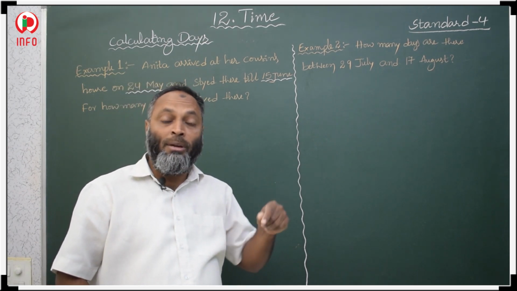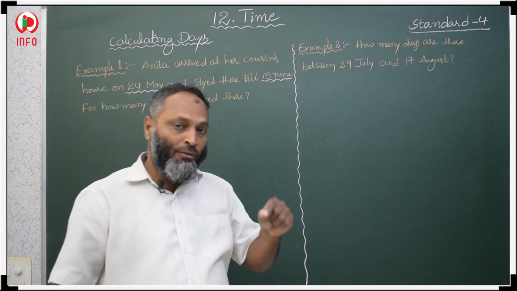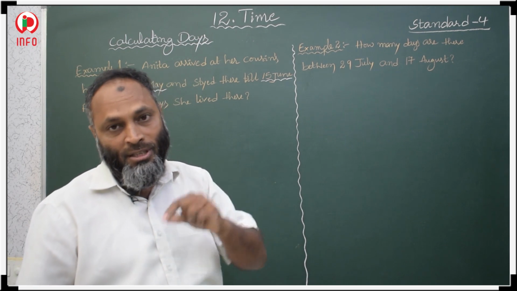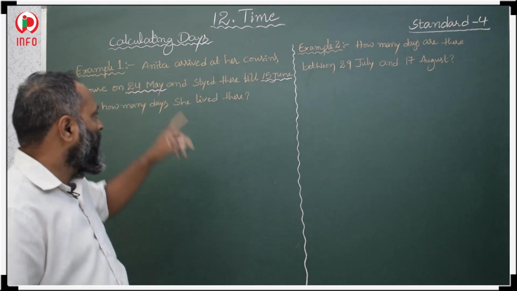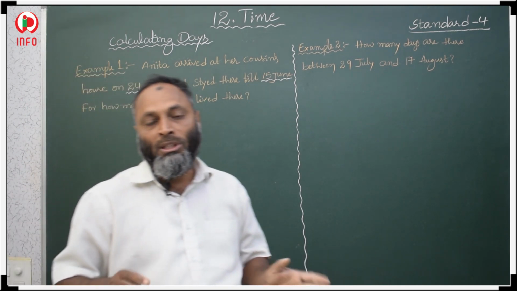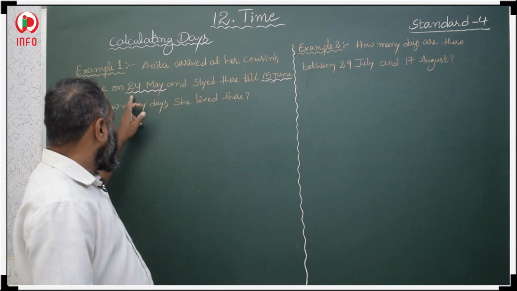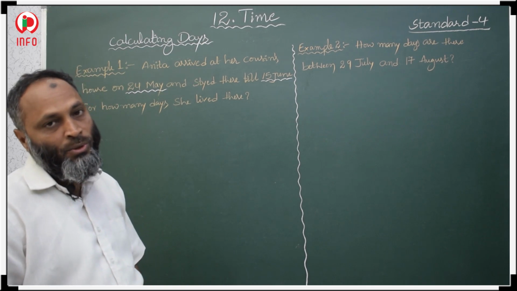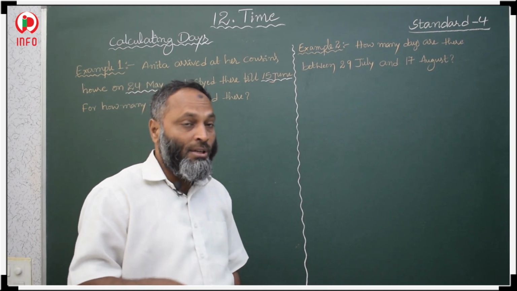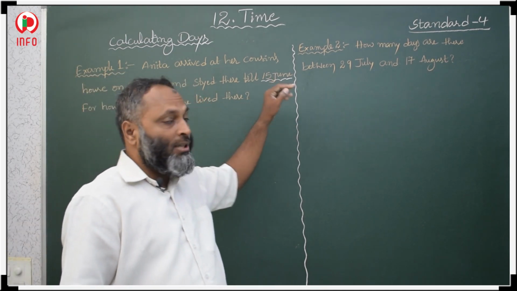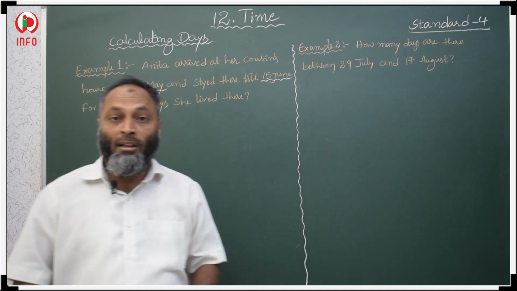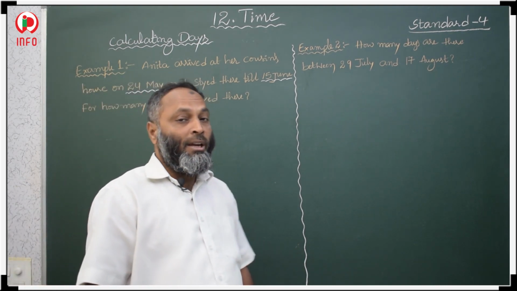On 24th May she arrived, so we should calculate the 24th day also. And also till 15th, that 15th also we should calculate. Means we should include the first given date and the last given date also. We should include both the days, 24th May and 15th June. Why? Because on 24th May she arrived and she stayed there till 15th June only. So that is why the first day as well as the last day we include and calculate.